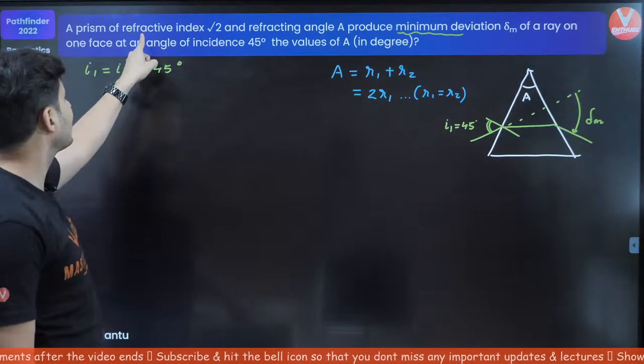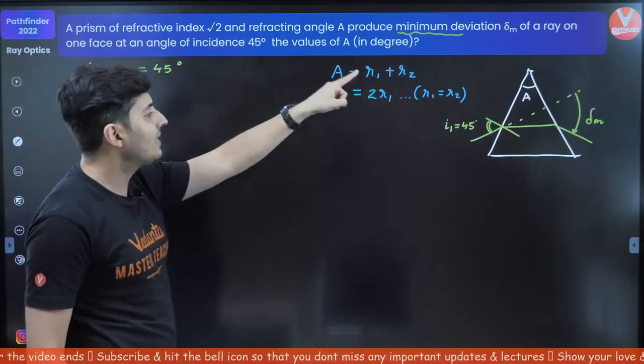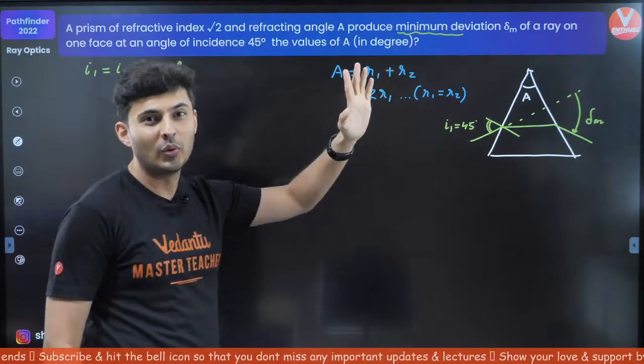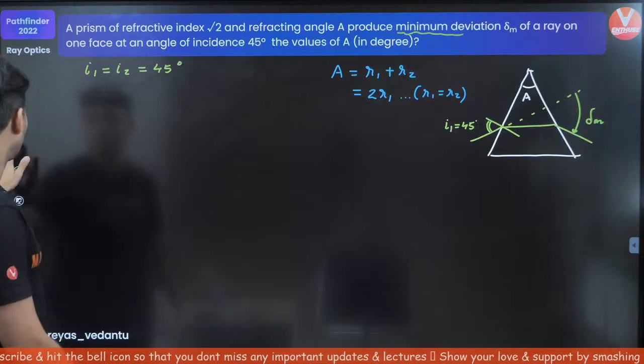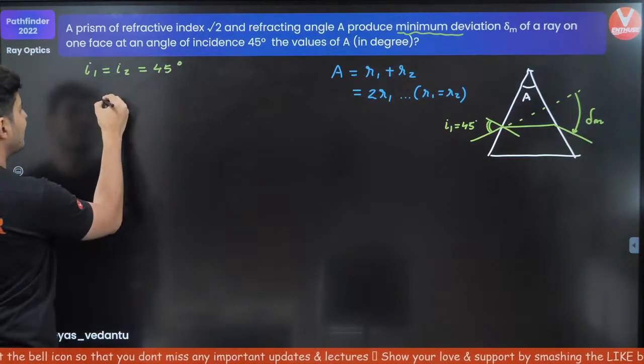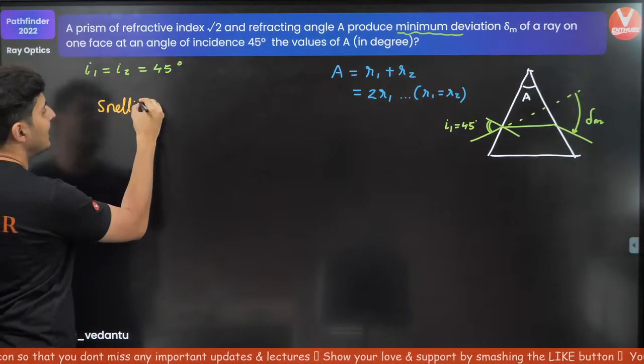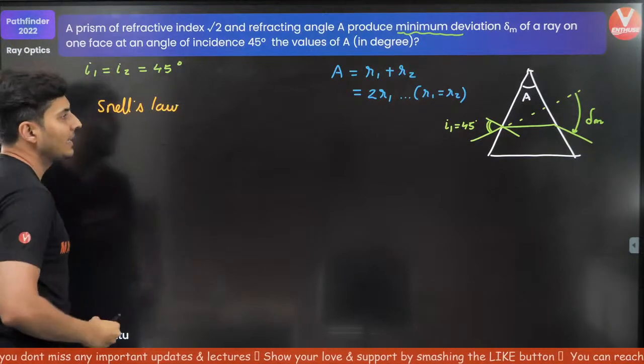Look at the given pieces of information. The prism has a refractive index of √2. I think now you know what to do. Yes, make use of Snell's law. You should be getting the answer.